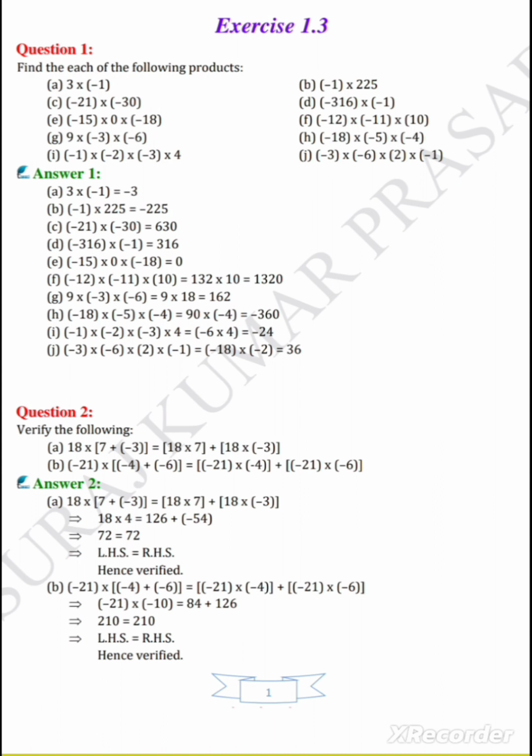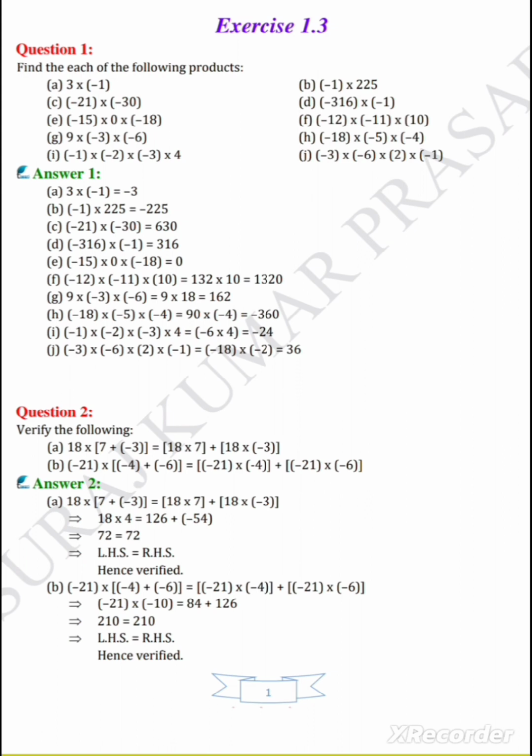G. 9 into minus 3 into minus 6 is equal to... plus into plus is equal to plus, and minus into minus is equal to plus. So here minus into minus is given, so plus, and 9 into 18. Minus 3 into minus 6 is equal to plus 18, and 9 into 18 is equal to 162.